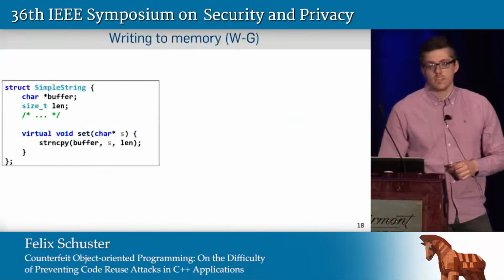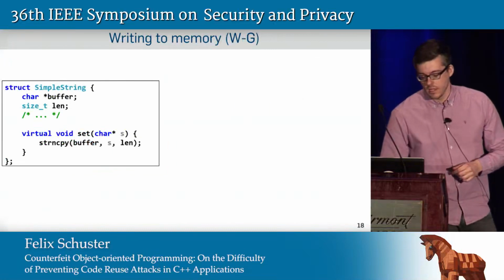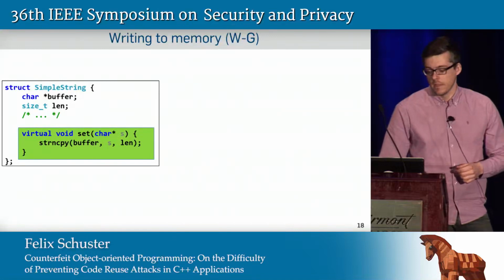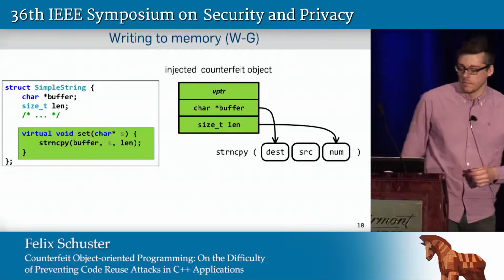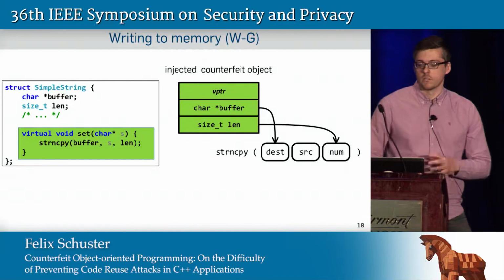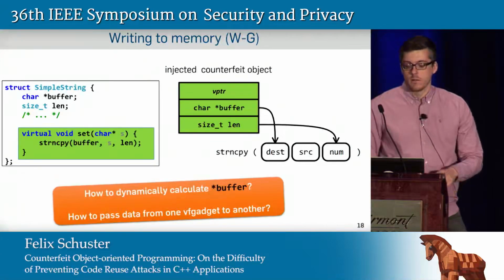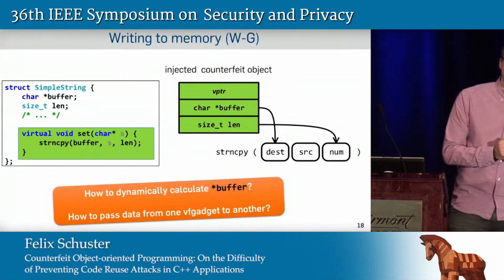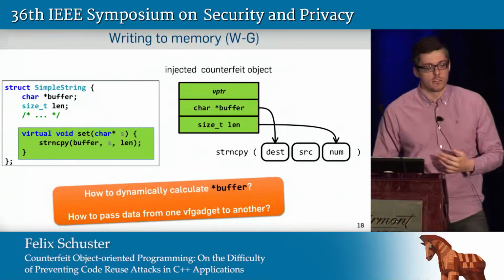Now let's say we want to write some memory. Consider the class SimpleString, and the virtual function set just does a string copy. If we invoke set on the counterfeit object that we injected, then we of course control buffer, and we can control length. So we can control the destination and the amount of data that's written. But in a meaningful code reuse attack, you would probably want to dynamically calculate the destination address, right?